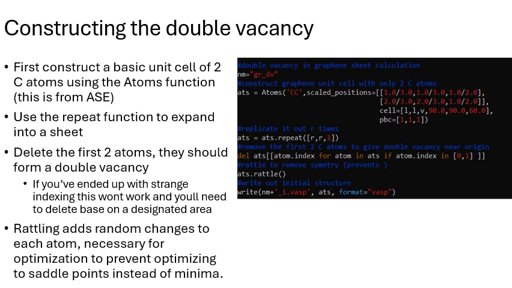The next step is we rattle the atoms. We essentially move them in random directions ever so slightly. This is to prevent the optimization to saddle points, and then we write out our initial structure so we know what we're starting with.